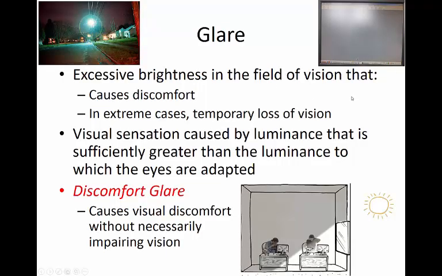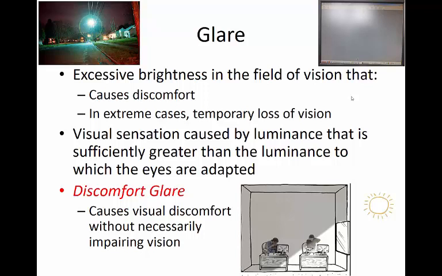All right, let's talk about glare real quick. Glare is excessive brightness in our field of vision. It can cause discomfort, and if it's bright enough, it can actually cause temporary loss of vision. Some of you might have seen this, an example on the left being that halo light effect that we see around street lamps at night, or you might have seen it across your computer screen. We define glare as a visual sensation caused by luminance that's sufficiently greater than the luminance to which our eyes are adapted. An example is when it seems so bright outside after you come out from a dark room, okay?